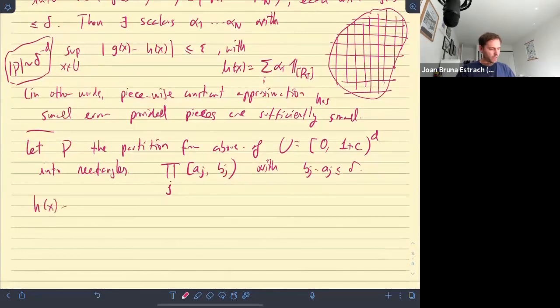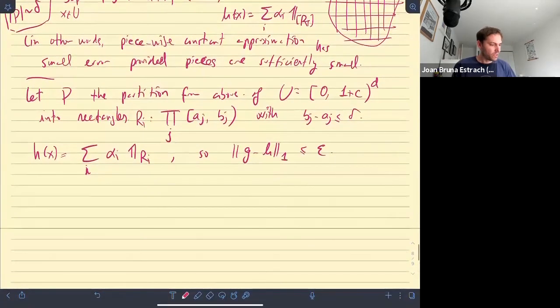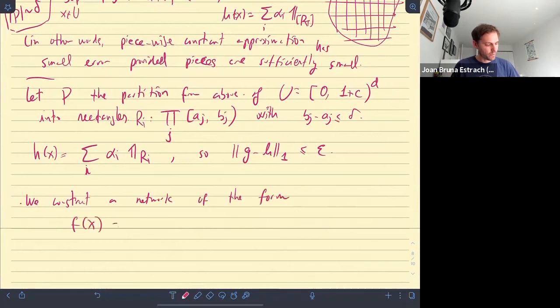And then of course we can define the approximation that comes with the lemma, which is this piecewise constant approximation. So we know that g minus h in L1 norm is smaller than epsilon. So now our model, we will construct a network that will be of the form f of x, the sum over i of alpha i times something. And you know, this indicator of the rectangle doesn't really look like a neuron, right? So what we're gonna do is try to approximate this little indicator with a neural network. So we are gonna construct the network, an approximation that has this property.